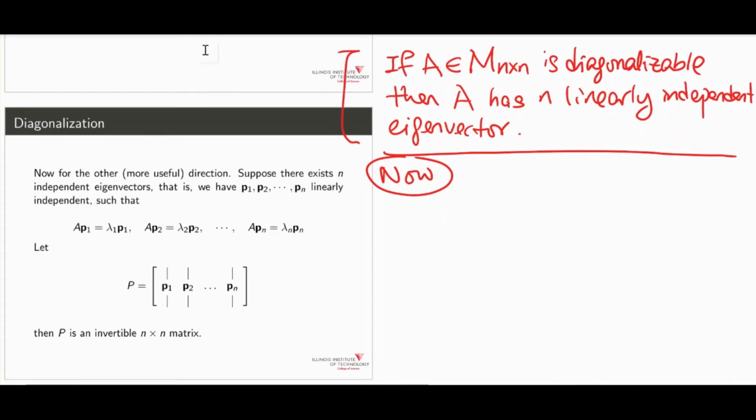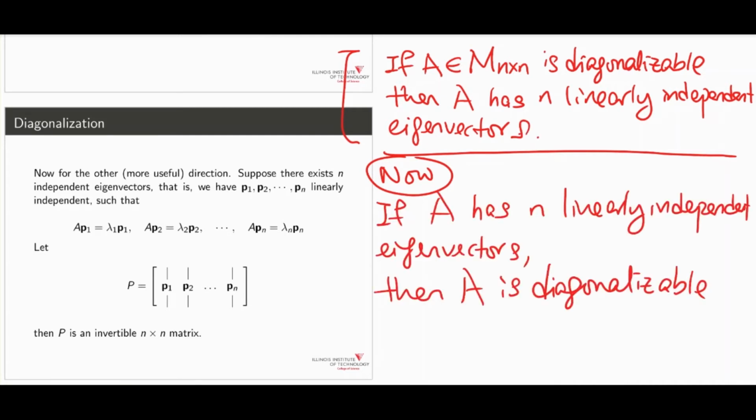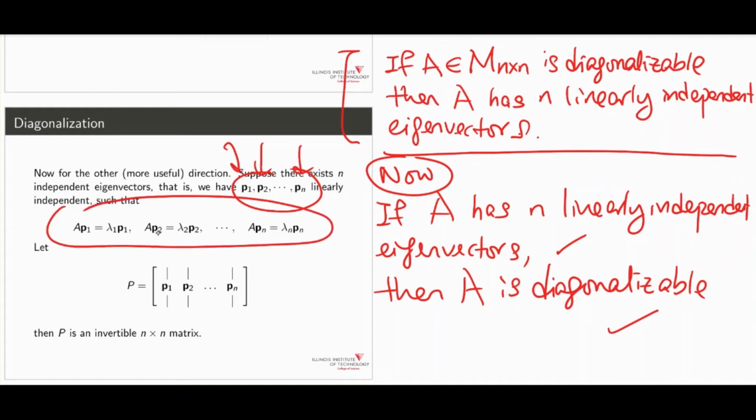Now, the other direction is actually more helpful, which is if A has n linearly independent eigenvectors, then A is diagonalizable. So if you have n linearly independent eigenvectors, how do you make A diagonalizable? The way we do it is going to be this. Suppose, from the hypothesis, we have all these eigenvectors. Being eigenvectors has this property, and we're going to place all the eigenvectors inside this matrix P as the columns of matrix P. This will give us P, an n by n matrix.